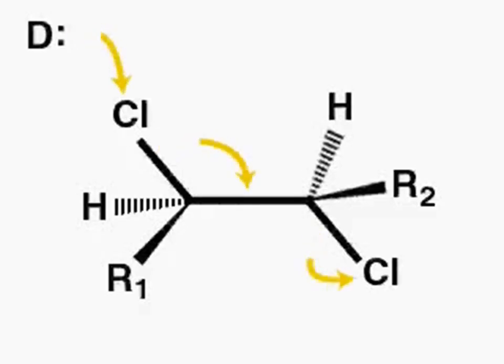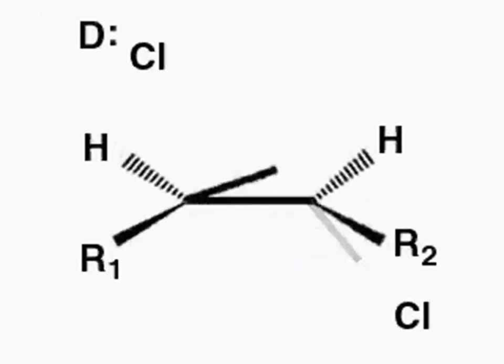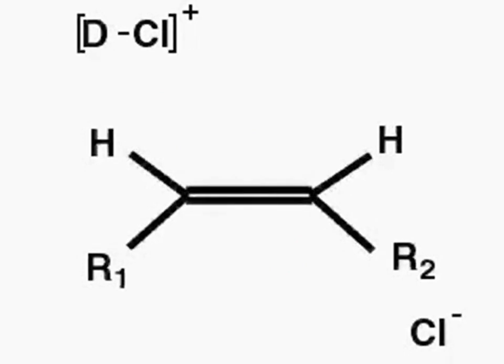Reductive elimination is shown here as a concerted one-step process, where carbon-chlorine bonds on adjacent carbons are broken, and a new carbon-carbon double bond is formed. D represents the electron donor, such as iron, which initiates the elimination process.